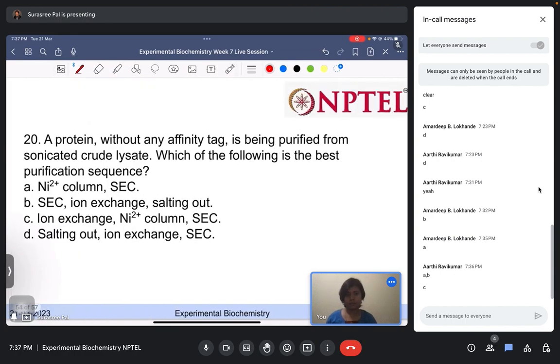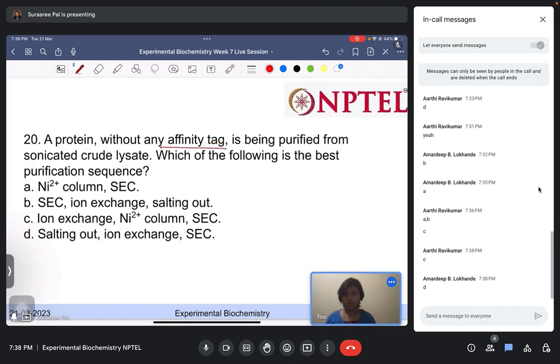And last question. The protein does not have any affinity tag. Now, what is the best sequence of chromatographic techniques that should be used to purify the protein?